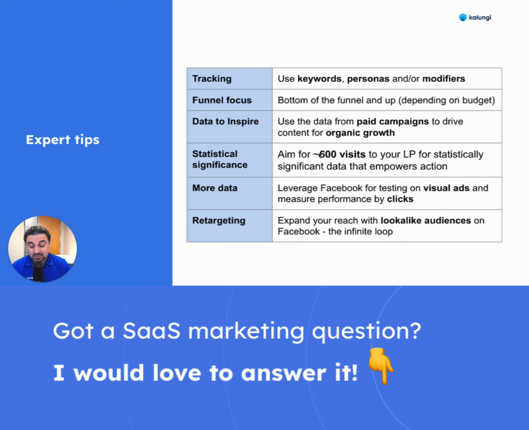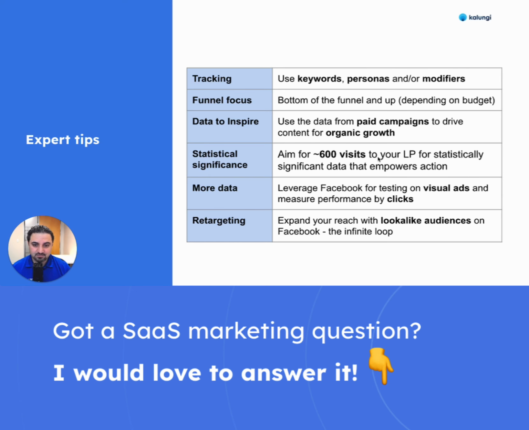Statistical significance. I talked about this throughout the entire slide deck. So aim for about 600 visits to your landing page. Roughly around 600 gives you enough data to be able to make some good decisions on what's working on that landing page and what's not.